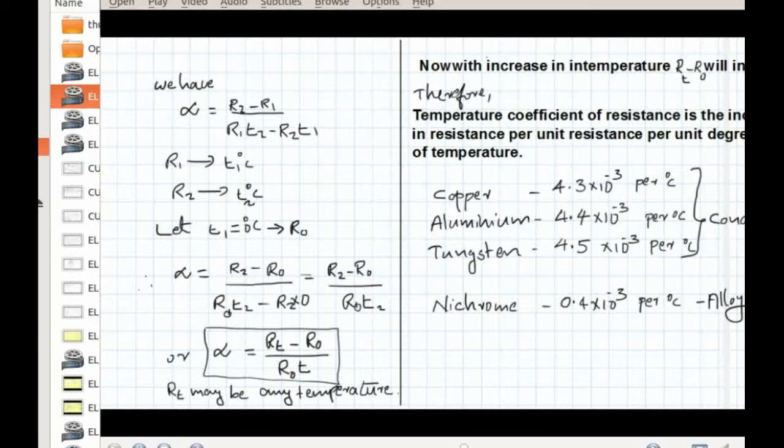And this nichrome is an alloy also. So all the other three materials are conductors, and those are metals also, but here nichrome is an alloy, and the value of alpha is very low. And when compared to this alloy, for these conductors the value of alpha is very high. That means when the temperature increases, the resistance of these materials will increase substantially. And when compared to these conductors, the increase in resistance will be less for the nichrome wire.